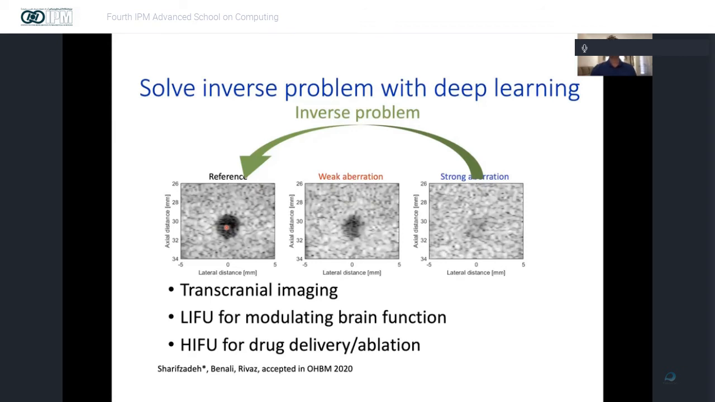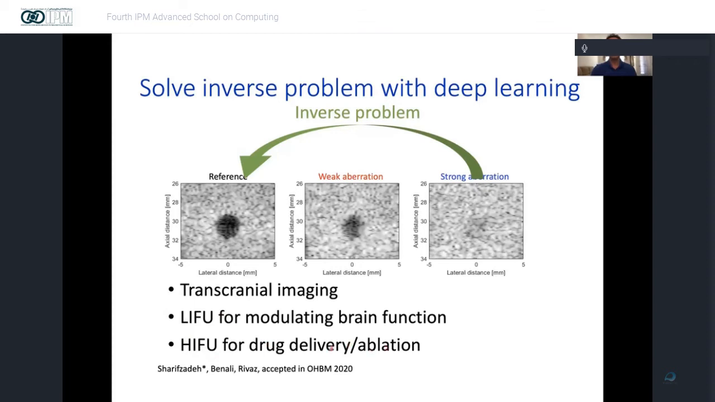Now, this work has many applications in transcranial imaging when we want to look at the brain, but also in low intensity focused ultrasound for modulating brain function. Recently, there was a study that showed that low intensity focused ultrasound in fact improves the mood, right? Or it can improve memory or IQ. So there's a lot of interesting things to explore here. And also high intensity focused ultrasound for drug delivery and ablation.